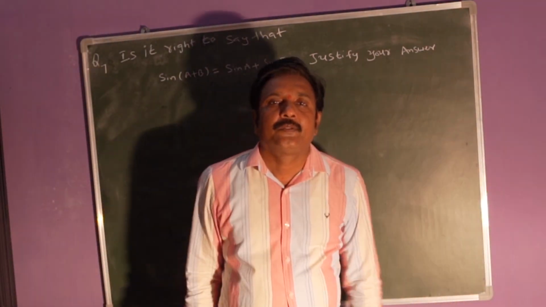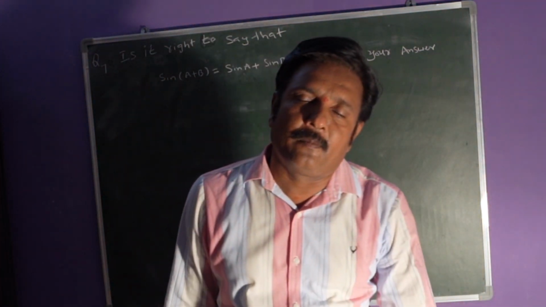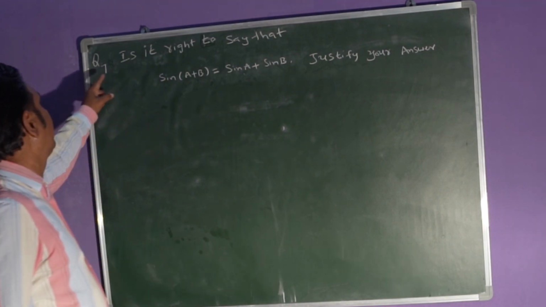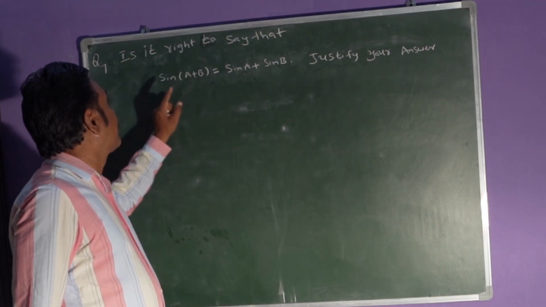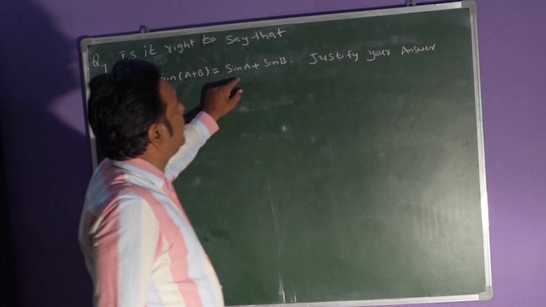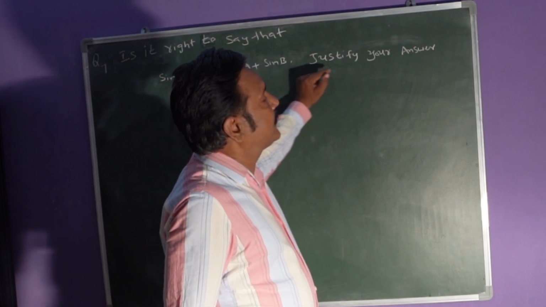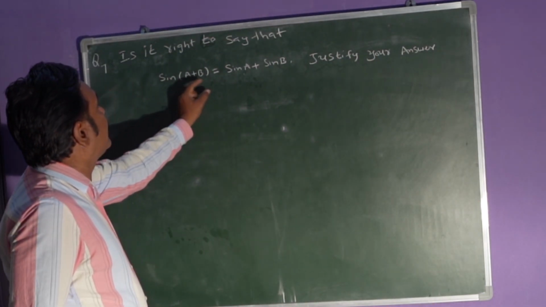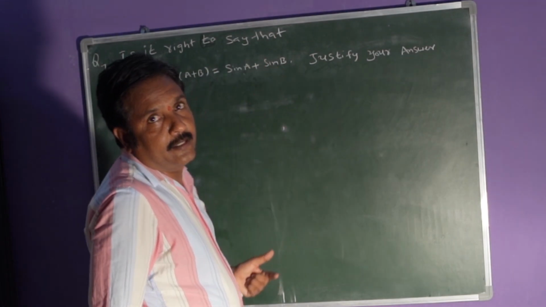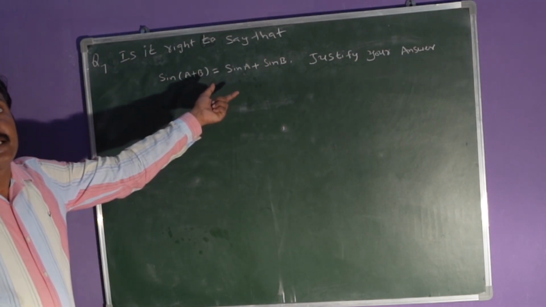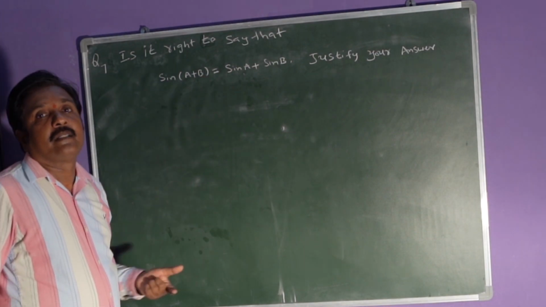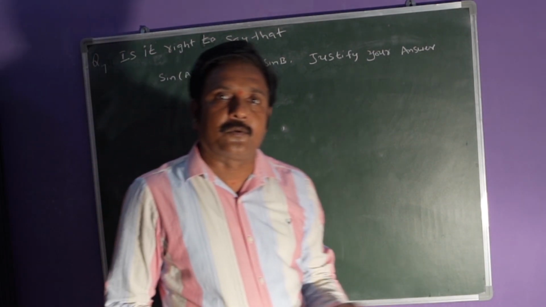Hi, today I will explain the trigonometric problem 11.2 exercise question number 7. Is it right to say that sine of a plus b equal to sine a plus sine b? Justify your answer. If sin of a plus b is equal to sin a plus sin b, these both are equal, then this is true. If these both are not equal, this is not true.